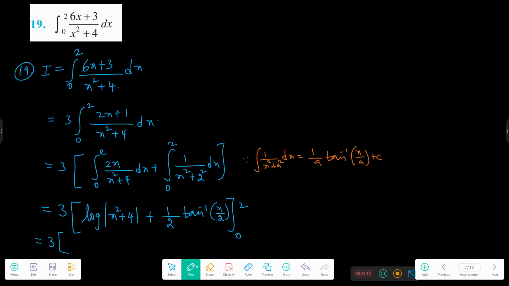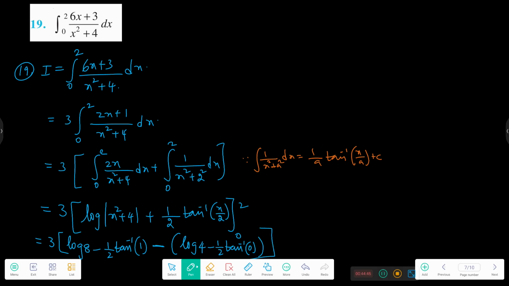So first 3 into 2, log 2 square 4 plus 4 is 8. So log 8 minus 1 by 2 tan inverse, here 2 by 2 is 1. This is upper limit minus lower limit. Log 0 square 0, so 0 plus 4, minus 1 by 2 tan inverse of 0 by anything is 0. That's it.